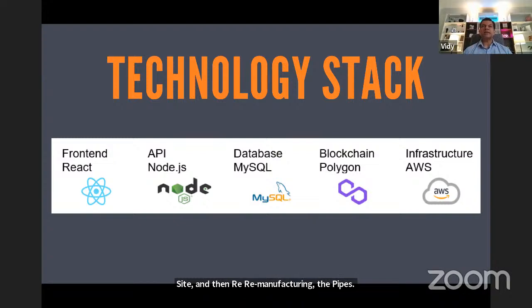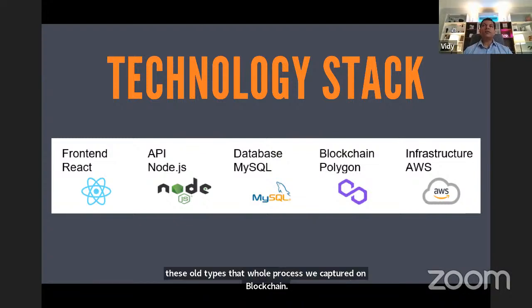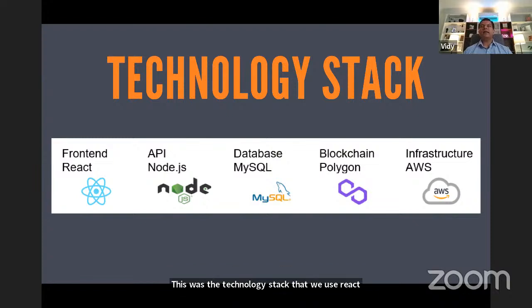This was the technology stack that we used. React was used as the front-end technology, Node.js in the back-end. So here you can see an interesting thing. We have a database and we have a blockchain, right? A lot of times, like I mentioned earlier in the earlier sessions, if you are using a blockchain, it doesn't mean that you cannot use a relational database, right?